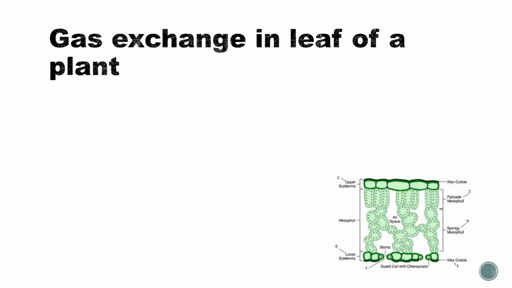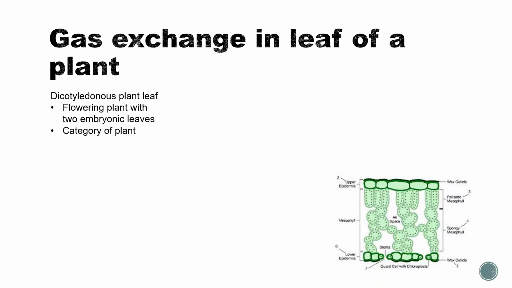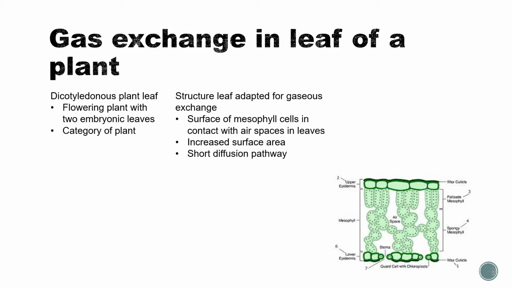Gaseous exchange in a leaf of a plant. A dicotyledonous plant is a flowering plant with two embryonic leaves. The structure of the leaf is adapted for gaseous exchange in that the surfaces of the mesophyll cells are in contact with air spaces in the leaves. This creates an increased surface area and a shorter diffusion pathway. Stomata are pores which open and close, and as they open, carbon dioxide enters and oxygen and water leave.